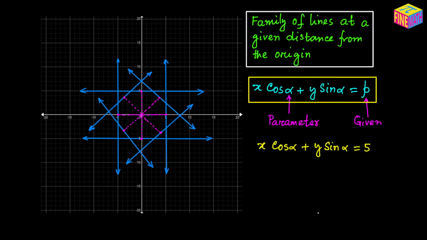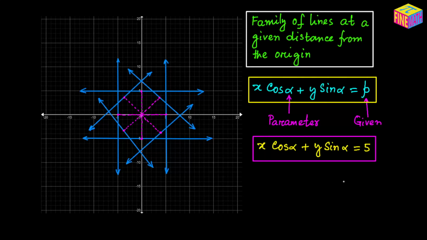All of these straight lines in blue color, they all are at a distance of 5 units from the origin. And I have indicated the distance in pink colored dotted lines. Assuming that all of these distances are just 5 units, the straight lines are going to look like this, and their general form would be like this. Let me highlight with a pink box right here: x times cosine of alpha plus y times sine of alpha is equal to 5.